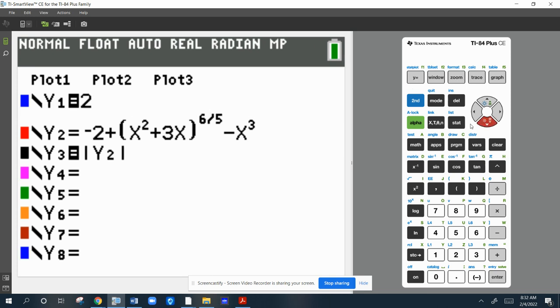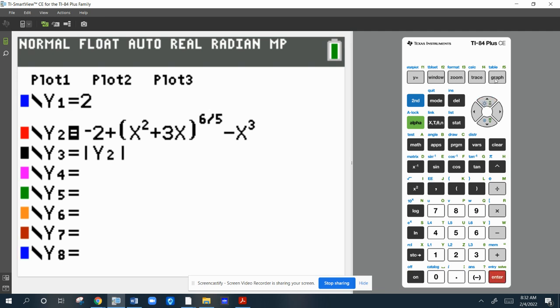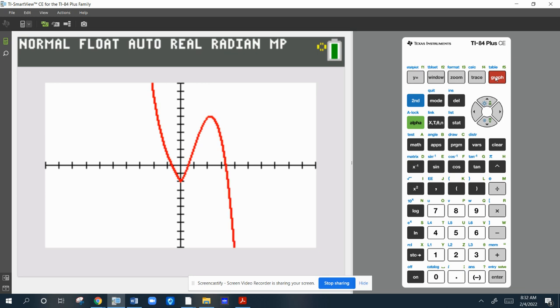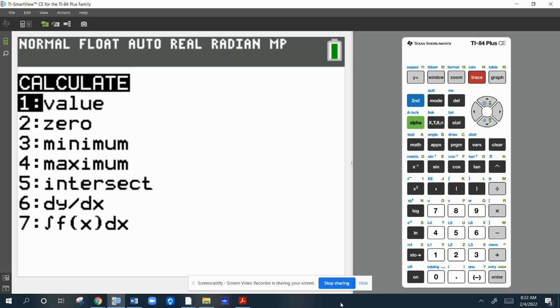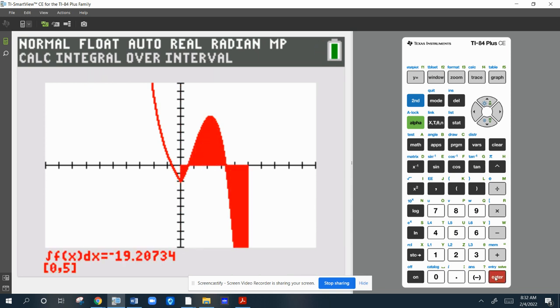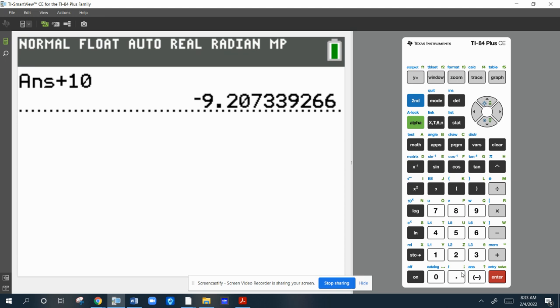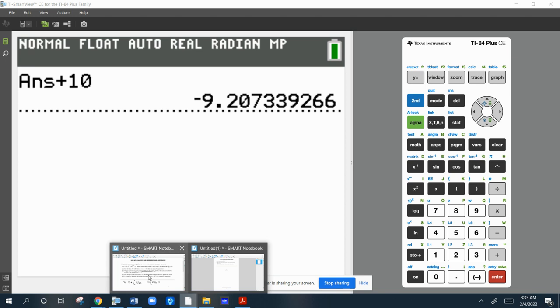I don't want total distance now. I don't want the absolute value. I want the velocity. I'm going to turn off everything else. So here's the velocity. I'm going to integrate this from 0 to 5. So that's my net change. And remember, I have to add this to 10. So I'm just going to go plus 10. I have negative 9.207. So I'll just write that down, negative 9.207.